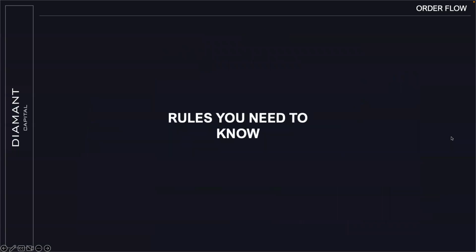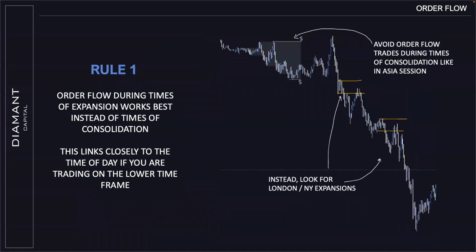Now, in terms of the rules that we need to know whenever we're using order flow, the first one: order flow works during times of expansion much better than times of consolidation. And you can always see that on a daily cycle as well. For example, when you take a look at Asian sessions, you're going to get a lot of consolidation, and that's exactly what we want to be avoiding within that Asian session. So avoid order flow within that time.